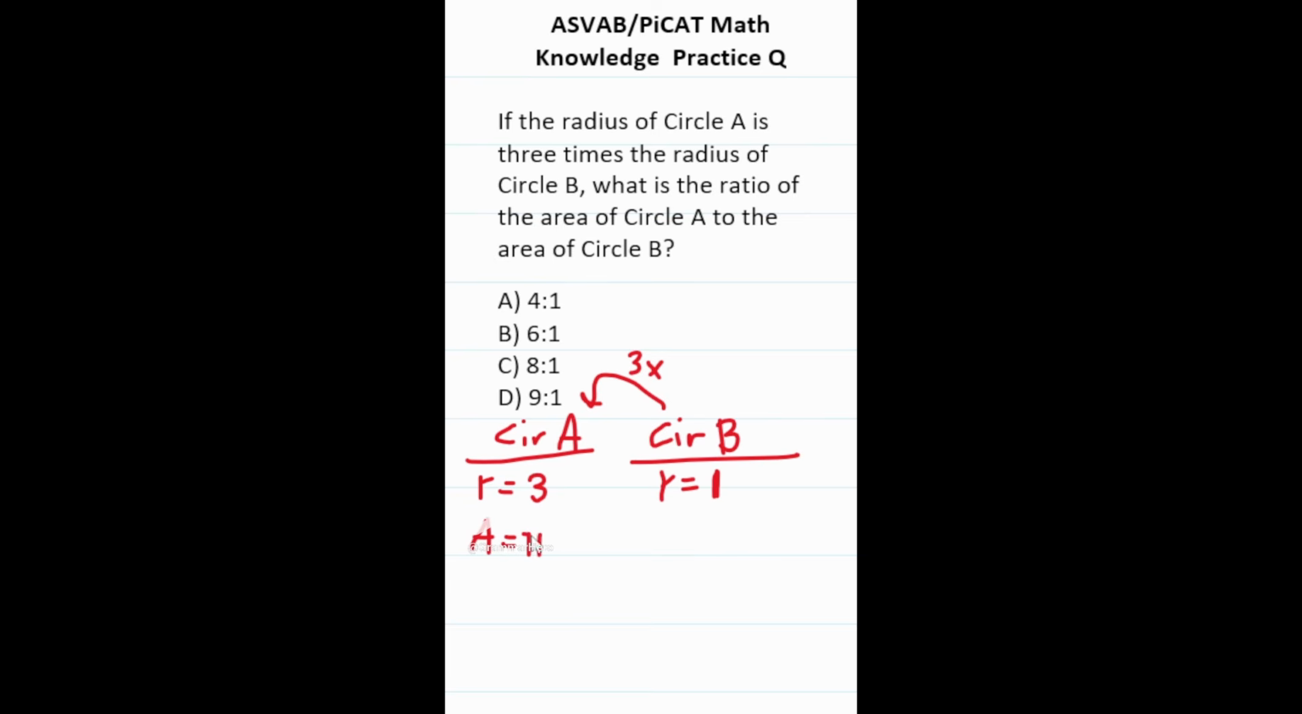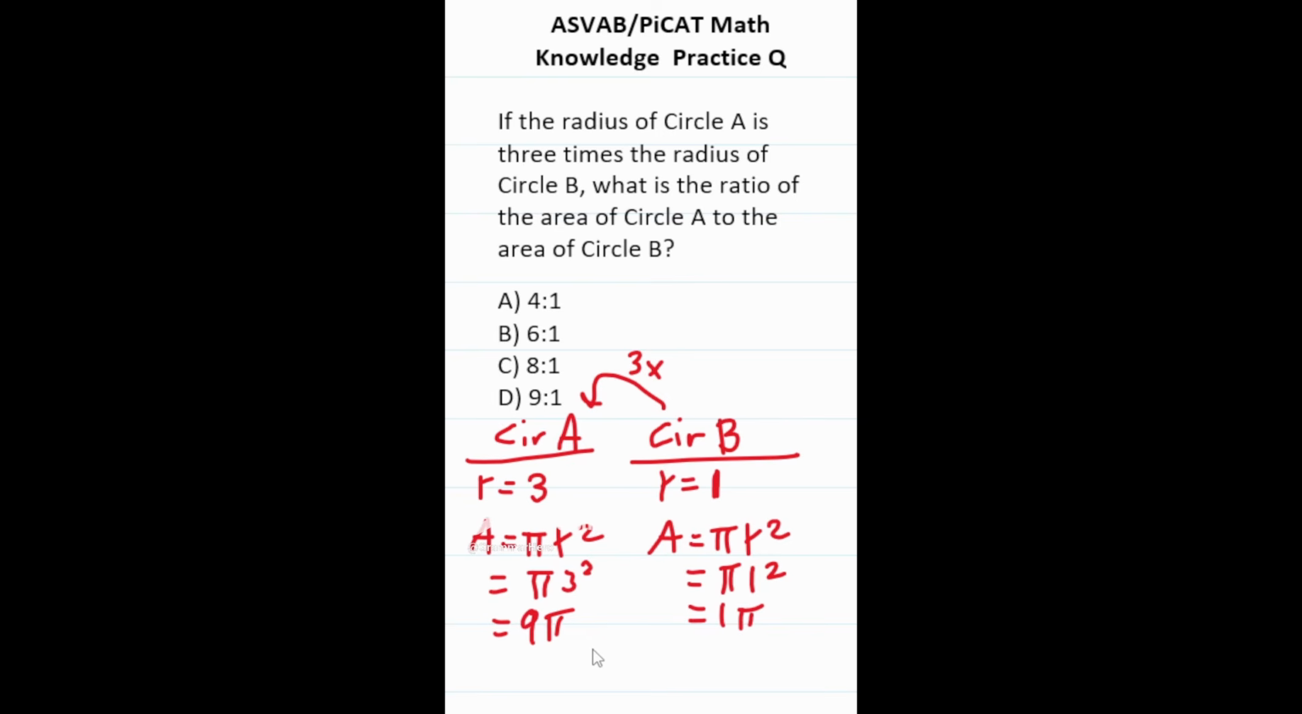Now we got to find the area of these circles. That's going to be area equals pi r squared. This becomes pi times 3 squared. 3 squared is 9, so this area is 9 pi. Let's do the same thing over here. This becomes pi times 1 squared. 1 squared is just 1, so this is just 1 pi.